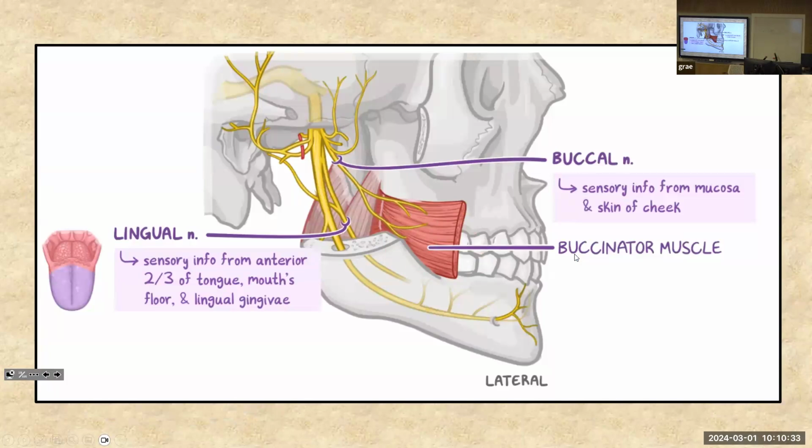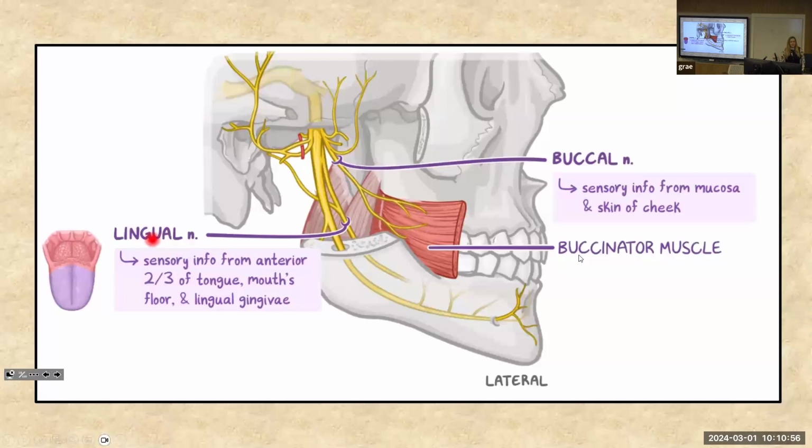How do you find the buccal nerve? Well, when you course more superior and posterior, it will actually come between the two heads of the lateral pterygoid muscle, and it actually says to do that in the dissector. So I just helped you out there. That's what I'm here for, I guess.